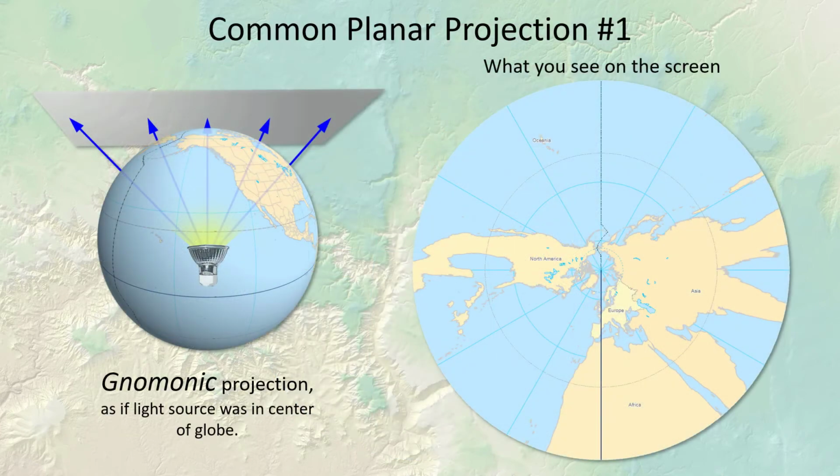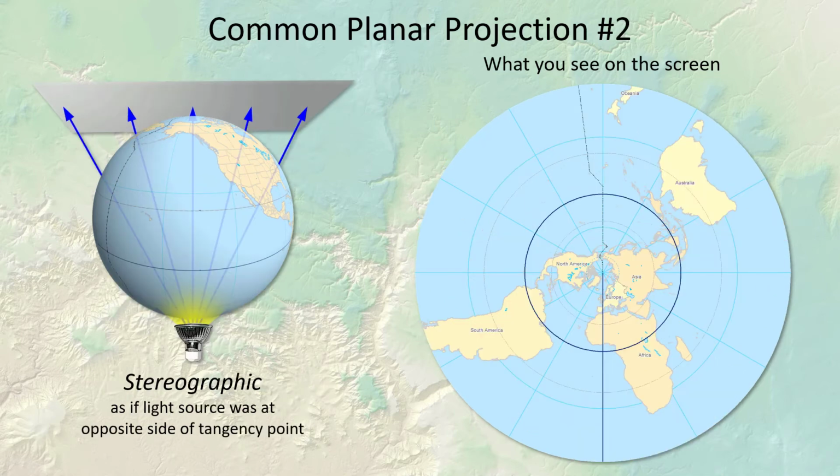So the gnomonic projection is what you get if you put the light source right in the center of the planet. It projects out, and looks like this. I don't know for sure, but I think this may have been one of the original projections, or one of the first projections that were ever developed. I've seen maps from the 1600s that use this gnomonic projection. Now, if we move the light source back to the opposite side of the planet from the point of tangency, they call this the stereographic projection.